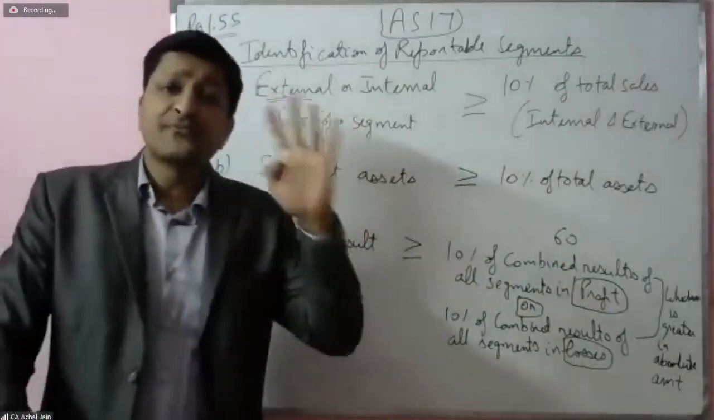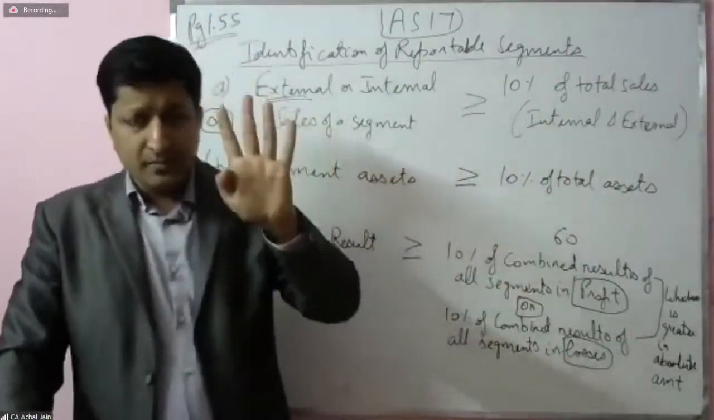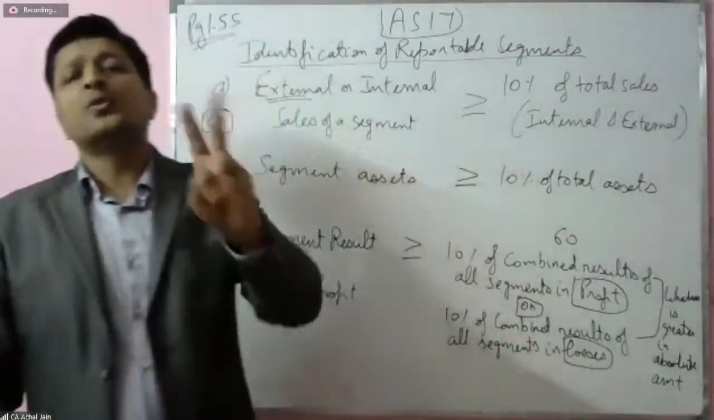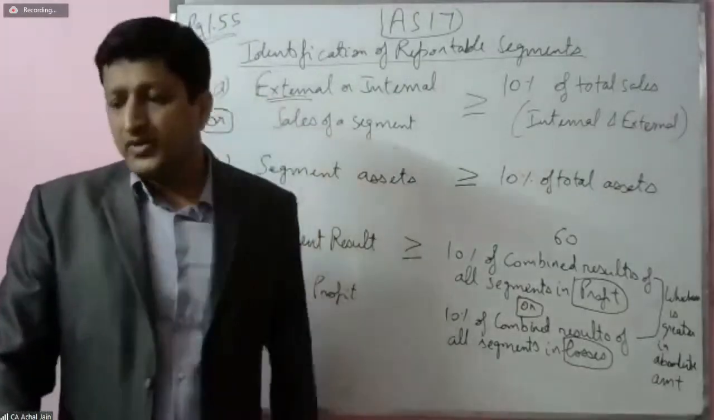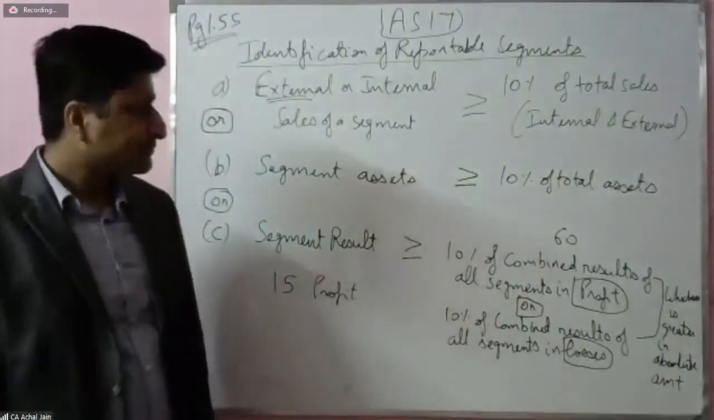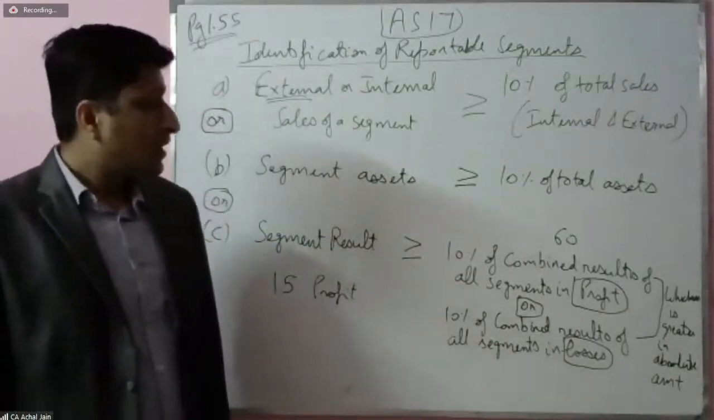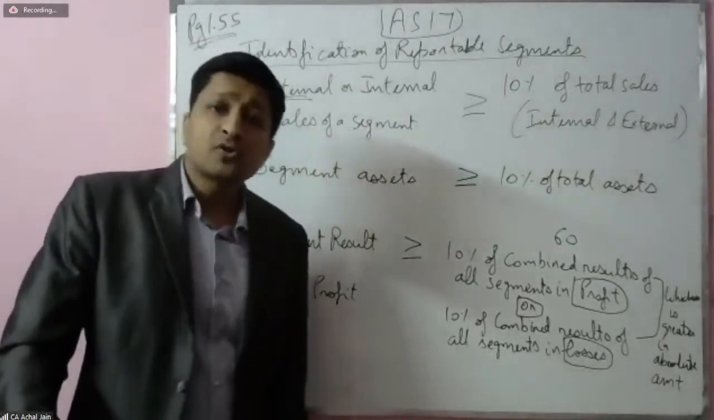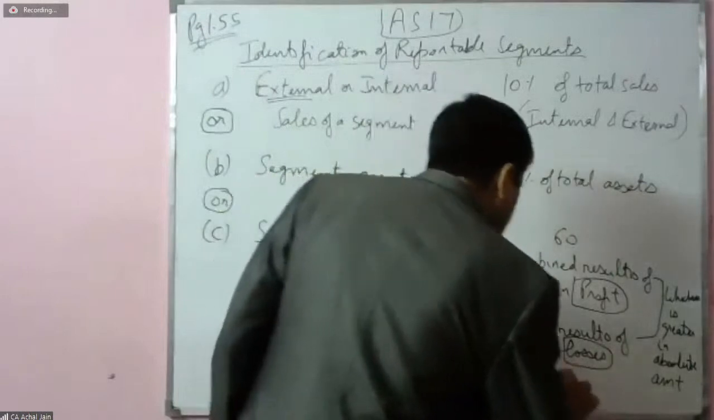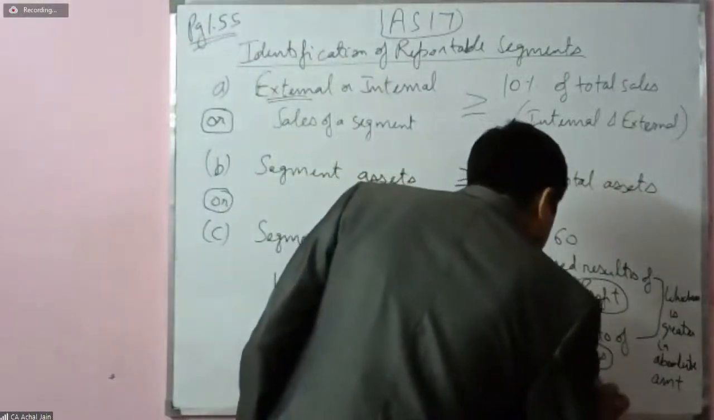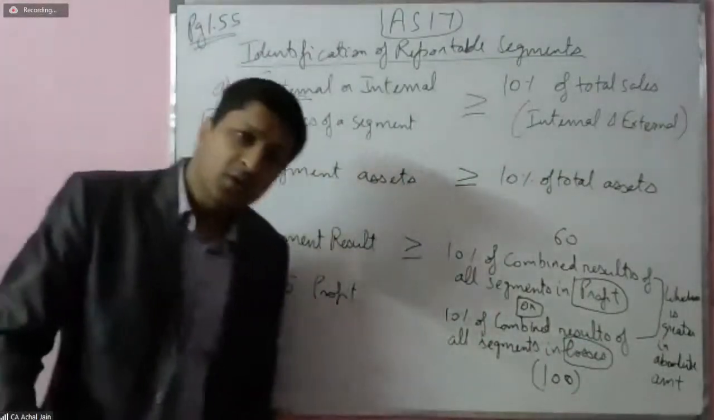Now over and above these 4 segments, 1 plus 3, there are 2 more segments. These 2 segments are showing a loss of rupees 100. So their combined loss is 100, and I'm putting this as a negative number.